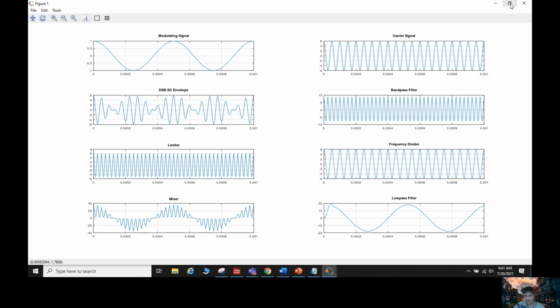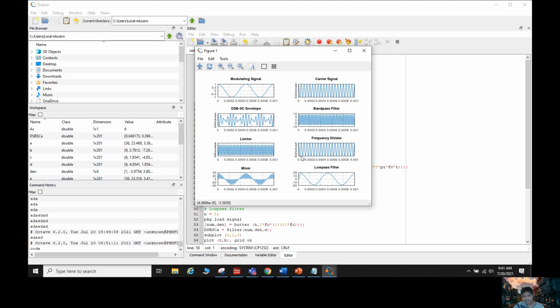So basically, these plots only show the process of modulating and demodulating AM, or amplitude modulation, signals.